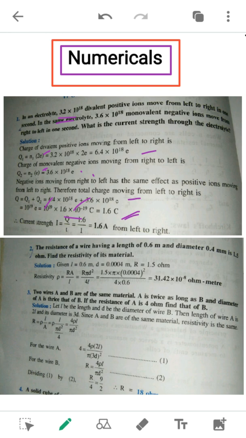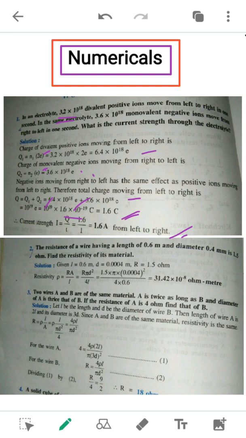Now current strength we want for 1 second. So I equal to Q by T. This is the equation of the current. So that is equal to the net charge we got, 1.6, and what is the time? 1 second. 1.6 divided by 1 equal to 1.6 A. That is from left to right. Then the next one we will go.